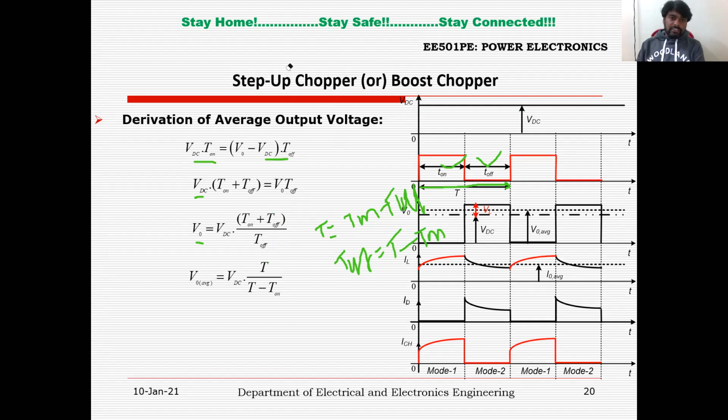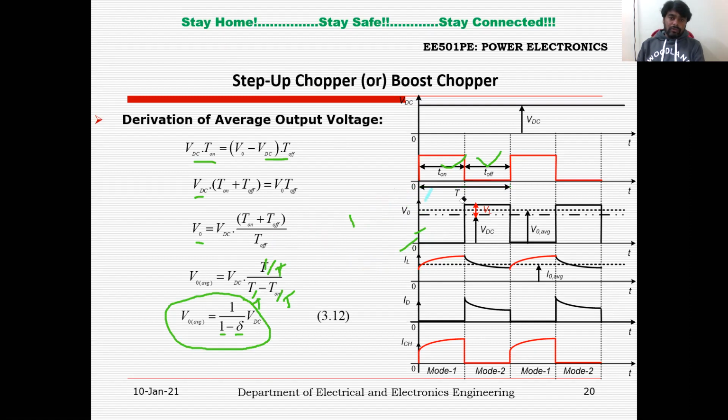Now I will divide this equation by T, both in the numerator and denominator, right? So T will get cancelled, it will be 1. T will get cancelled, it will again be 1, minus T on by T, we know it is the duty ratio alpha, so you can write here. So this is the average output voltage of a boost chopper. Now you can say the average output voltage is equal to VDC upon 1 minus delta.